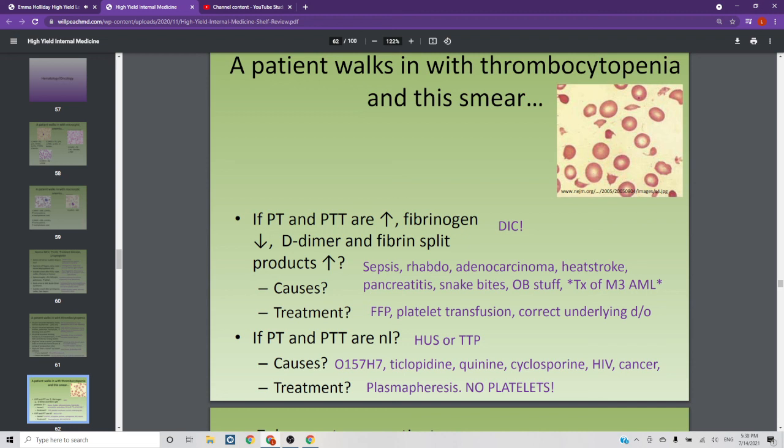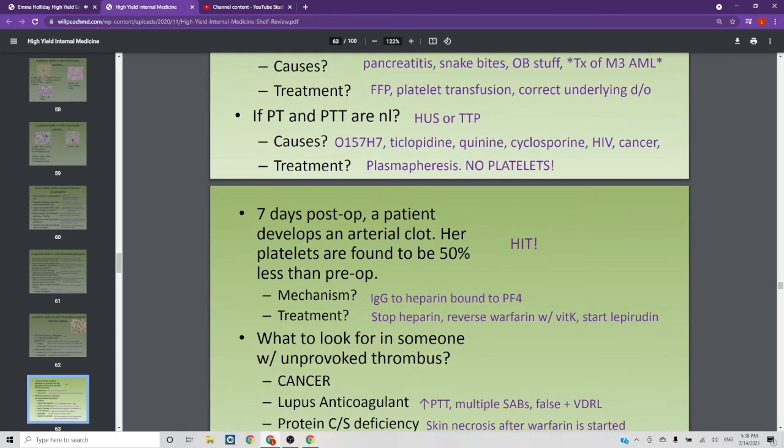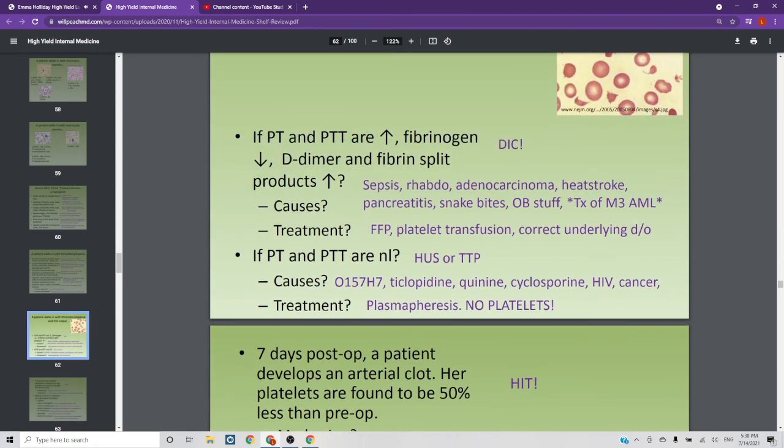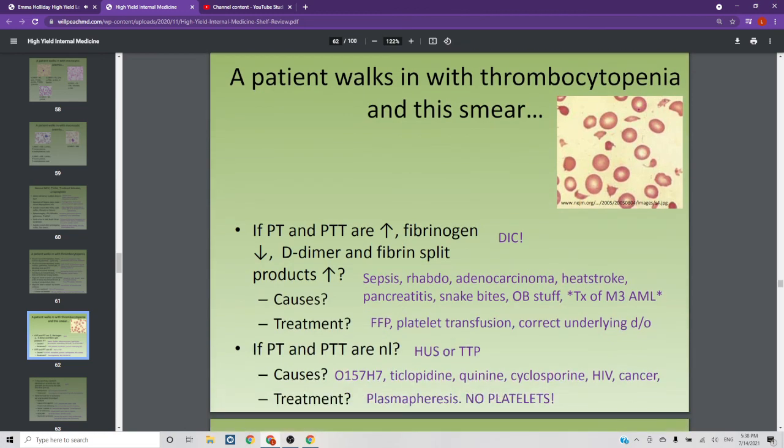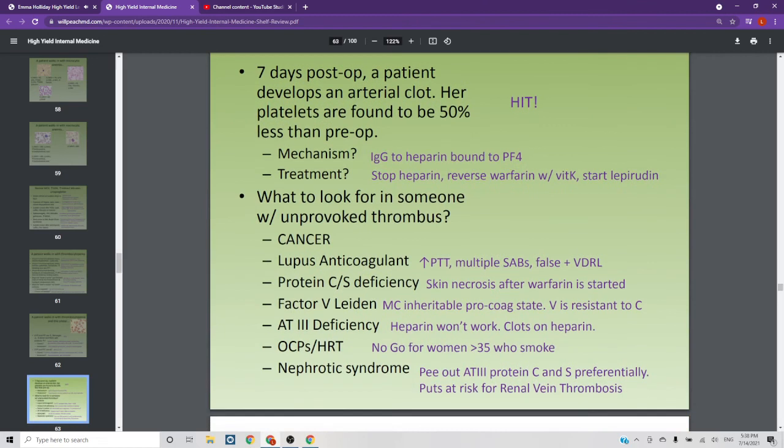Little known fact. Okay, so 7 days post-op, a patient develops a clot in one of their arteries, and the platelets are low. So low platelets, but clots. Heparin, yes, HIT. So post-op, they probably got heparin during the operation. That's going to cause HIT. The mechanism is an antibody that binds to heparin and the PF4, and we treat it by stopping the heparin and start lepirudin. That's the anticoagulant of choice for that.